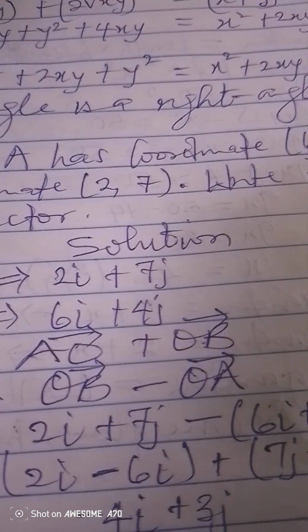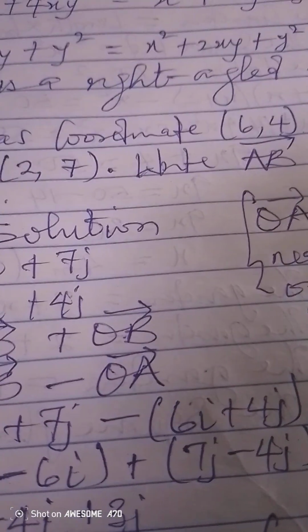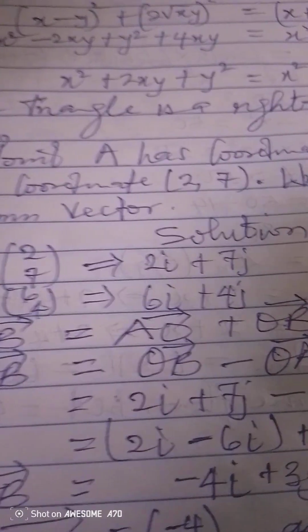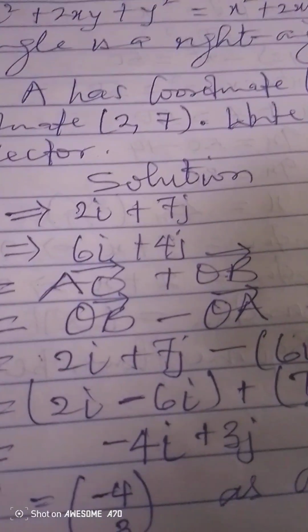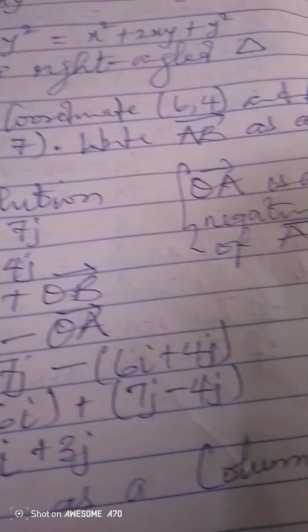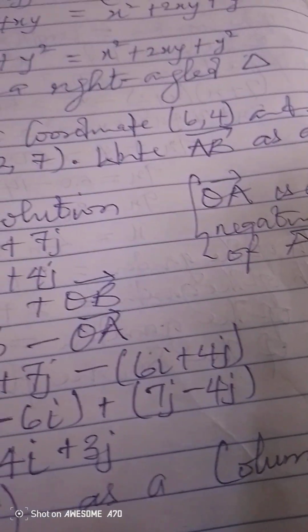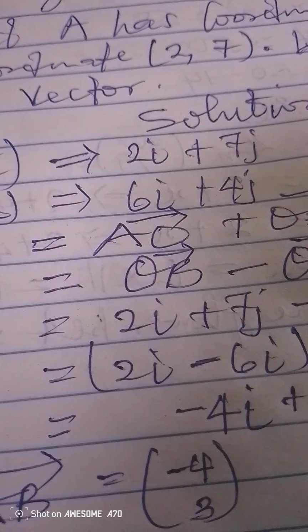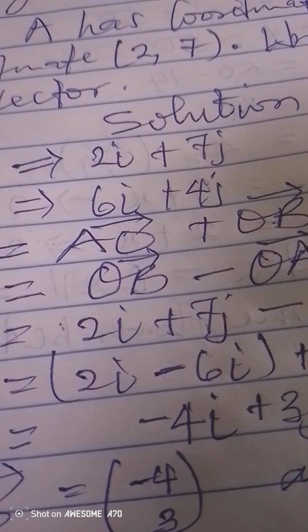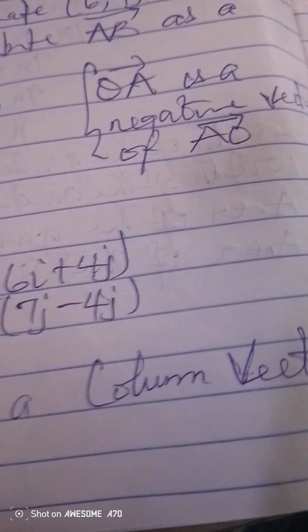OB is 2i plus 7j minus OA, which is 6i plus 4j. Opening the bracket and collecting like terms, I have 2i minus 6i plus 7j minus 4j. So 2i minus 6i gives minus 4i, and 7j minus 4j gives plus 3j. So the vector AB can be represented as minus 4i plus 3j, or as a column vector as shown in the diagram, minus 4 and 3.